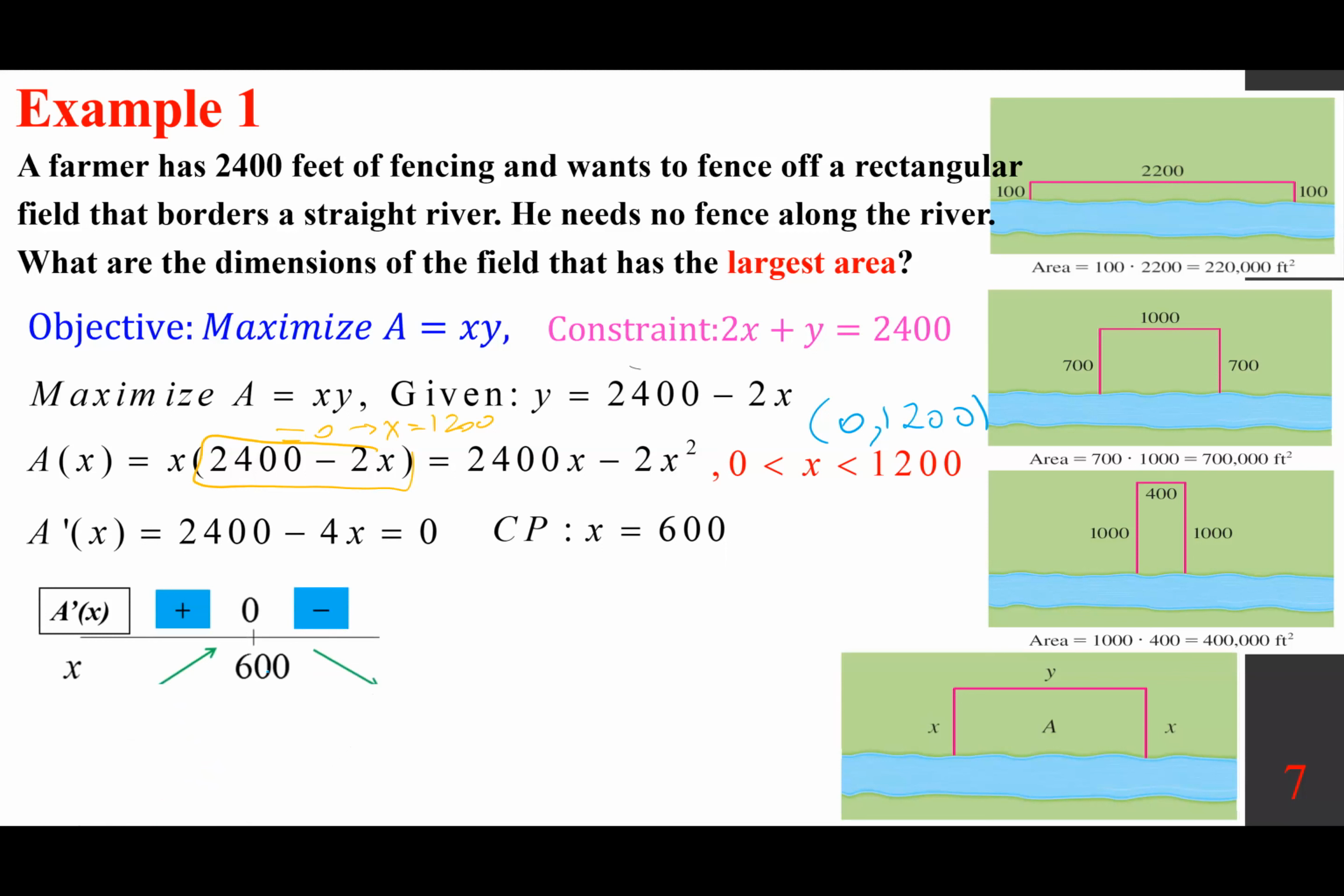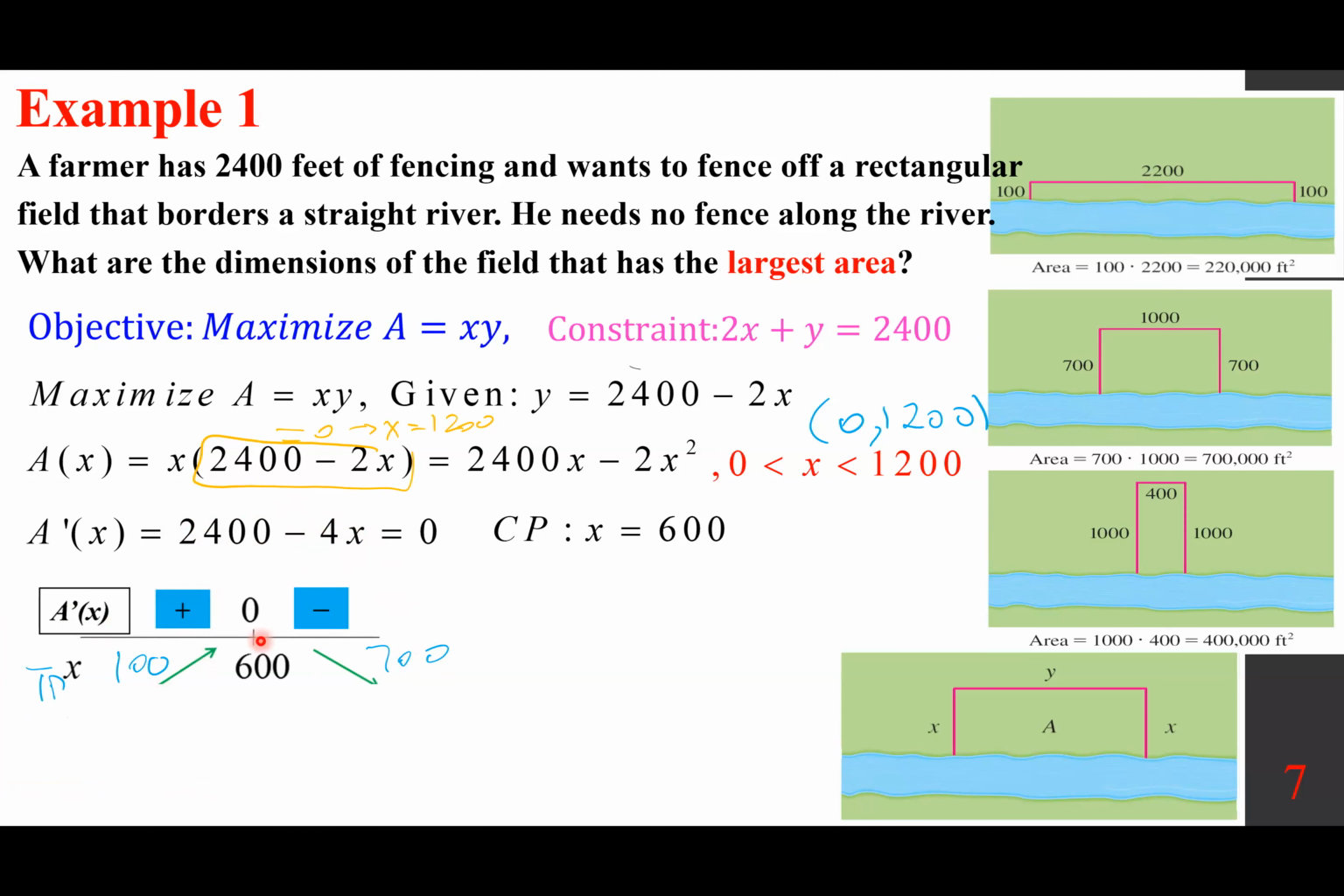The first derivative test: at 600, A prime is 0. To the left of 600, pick an easy test point, for example 0. Even for a test, you can pick 0, but 1 or any other number, or 10 or 100, works too. To the right of 600, let's say 700. If you plug 100 into A prime, it makes this positive, 2,400 minus 400. And if you put in 700, minus 4 times 700 is minus 2,800, which makes it negative.